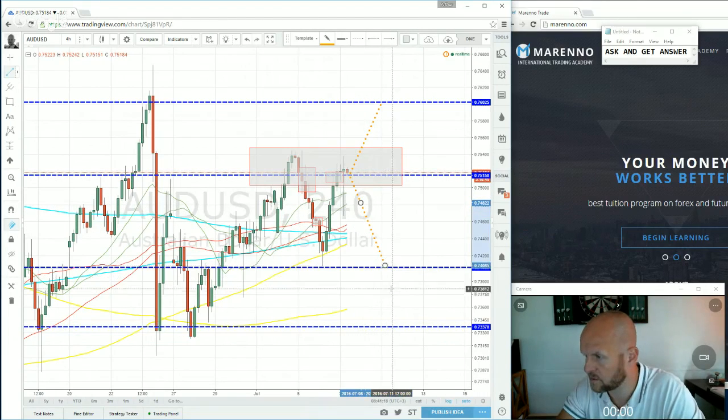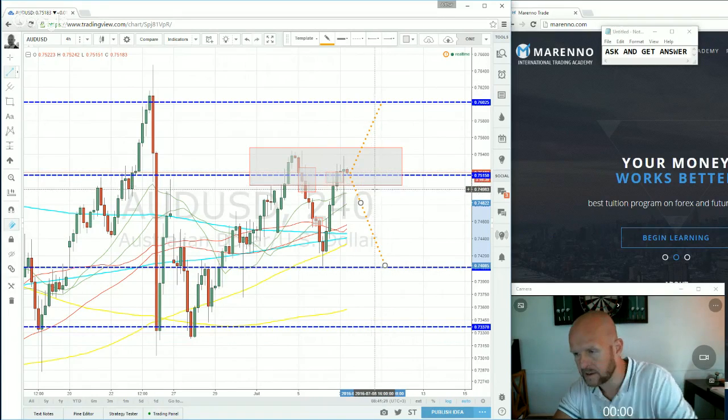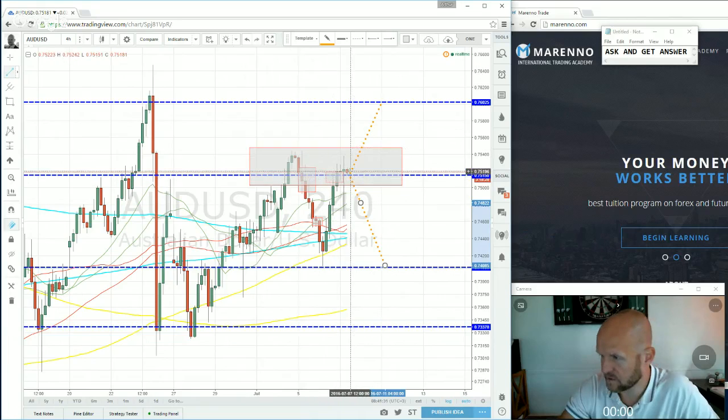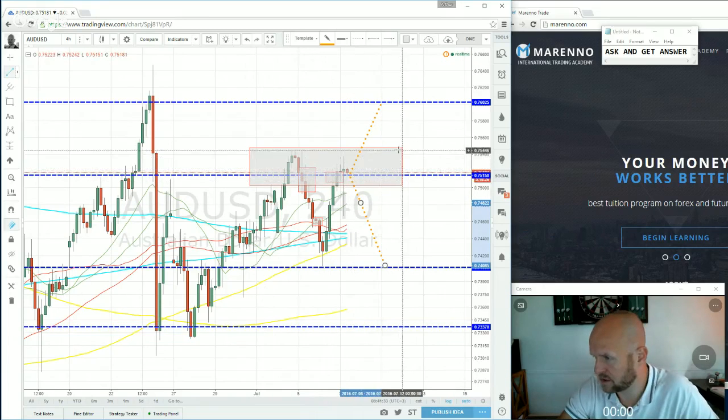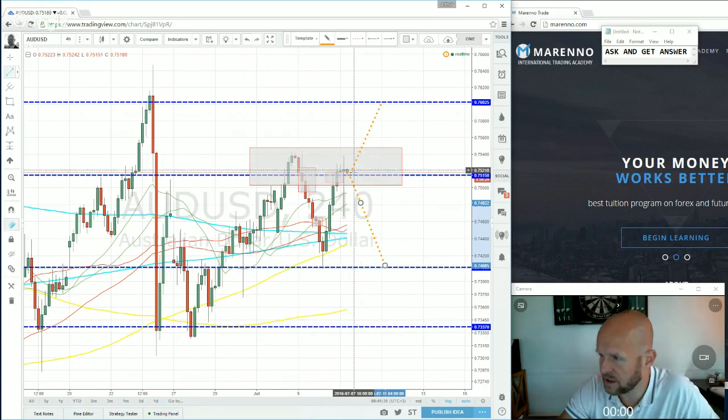Okay, so wait till some kind of confirmation here. So closing below this 0.7515. I will post the option levels later on, so we can filter which level to use here, and then if the price shows us this kind of reversal here, then the target will be 74085. Okay, let's go further.